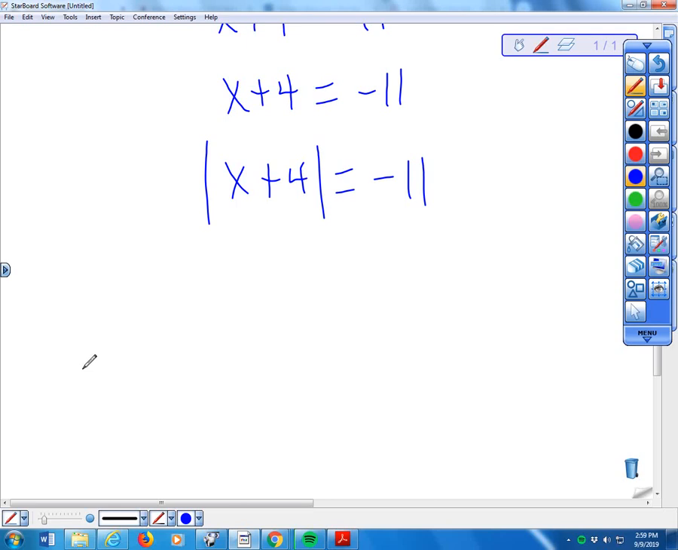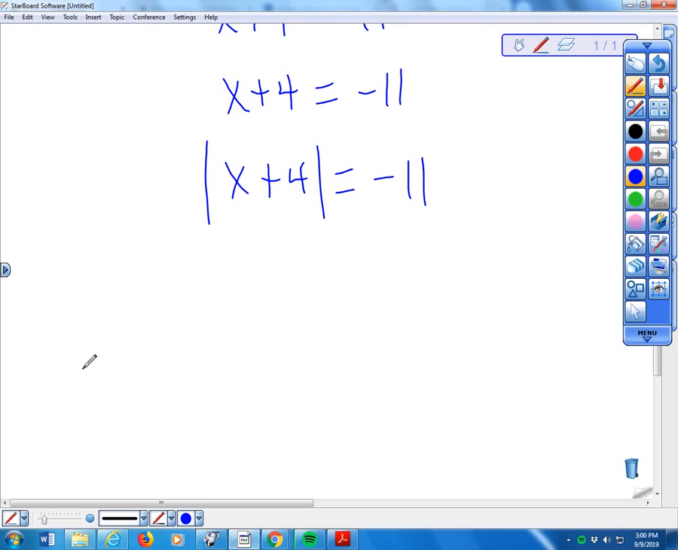Is it ever possible a distance is negative? Oh no. Oh, so there would be no solution. No solution here. You will never have the absolute value of a number be a negative number. And that's what this is asking. What value, when I add it to 4, will be negative 11 when I take the absolute value of it? Does not exist.